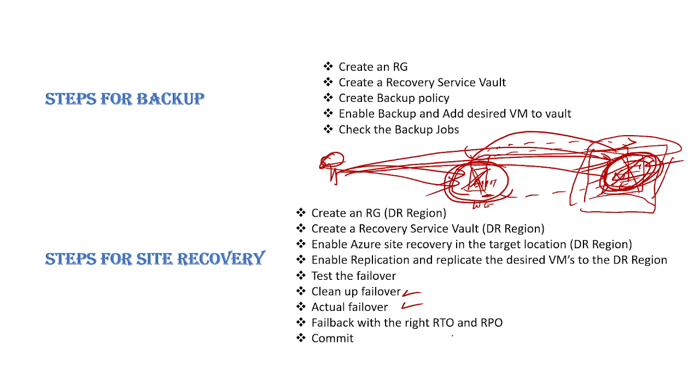So this is RTO and RPO. RTO means recovery time objective. RPO means recovery point objective. RTO means how long you need in order to restore the data backup, how long you need to recover. RPO means how much data you are losing, how long the data loss will be. That is called RPO, recovery point objective.